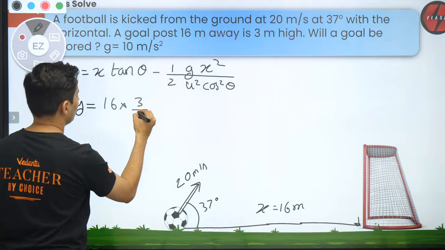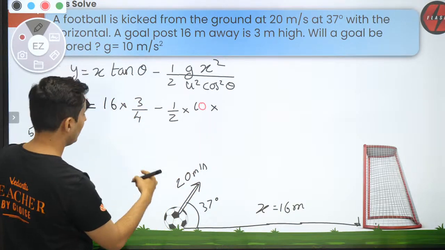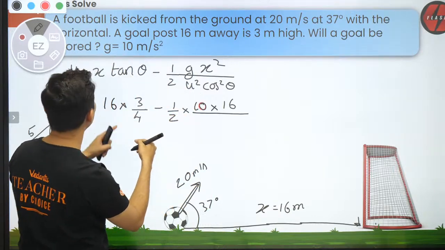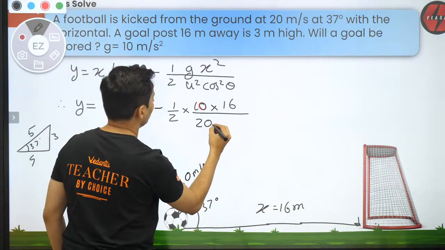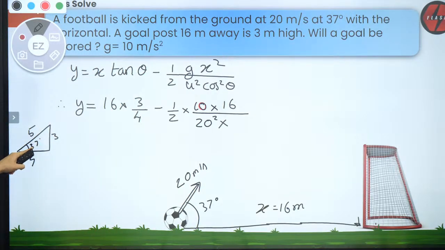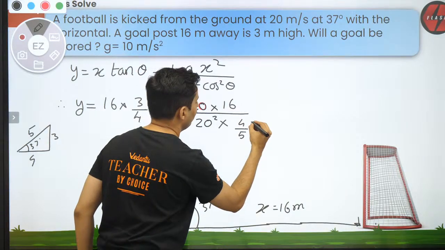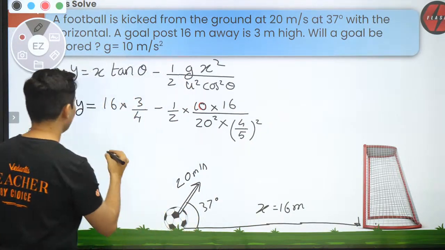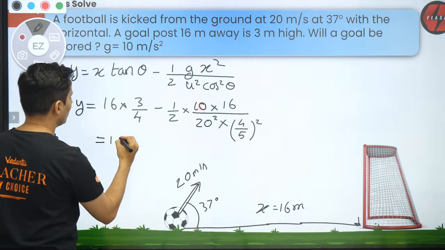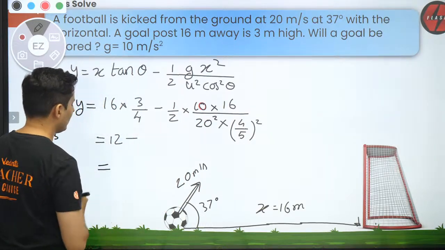So tan 37 is 3 by 4 minus half. What is g? 10. What is x? x is 16. And divided by what is u? 20, square. Cos square theta. That means cos 37. Cos 37 will be 4 by 5. So it will be 4 by 5 whole square. Come on, calculate this. This 4 and this 16 will partially cancel. It will become 12 minus. You can cancel out a few things and see what you get as the answer.